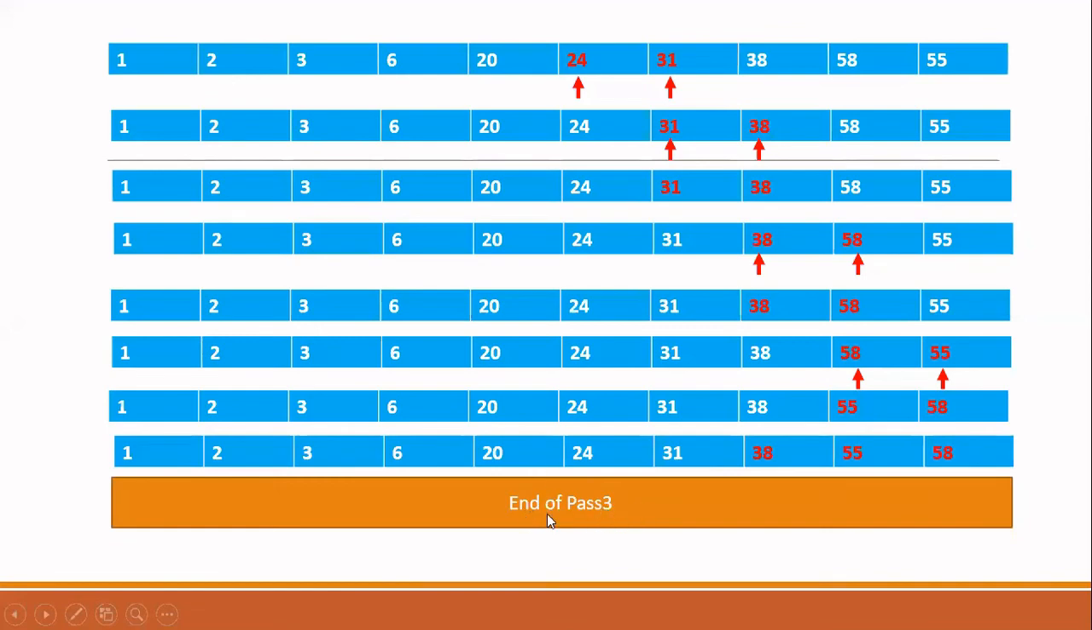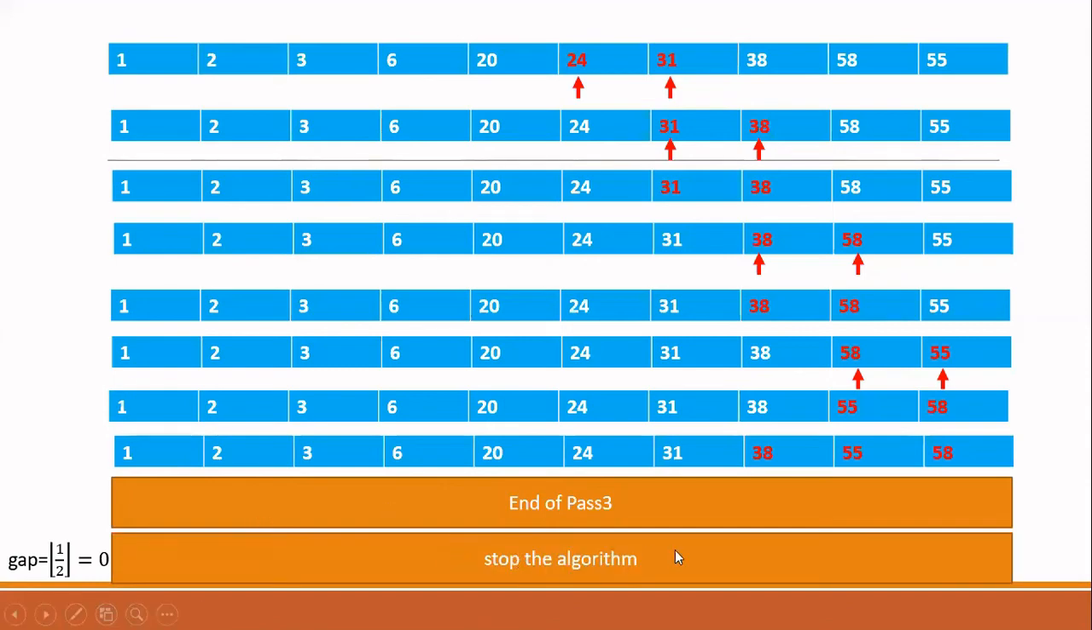After you end pass 3, now update the gap value. Gap is now 1 divided by 2, floor value. 1 by 2 is 0.5. When you take floor of 0.5, your gap will be 0. You have to stop your algorithm when the gap becomes less than 1. So now my gap is 0, so I have to stop my algorithm. With this, the algorithm is over.